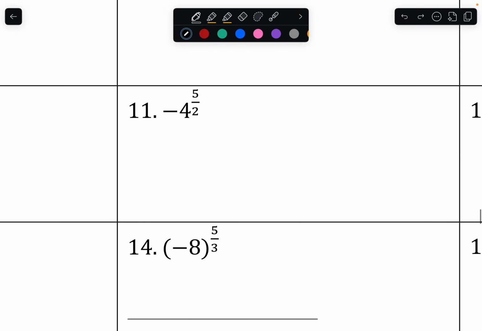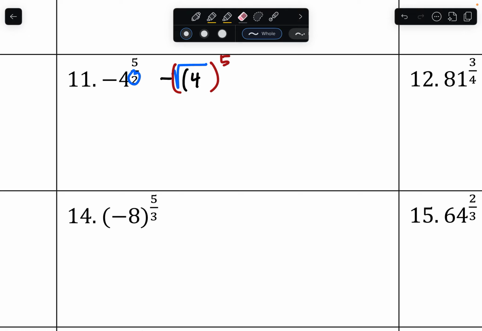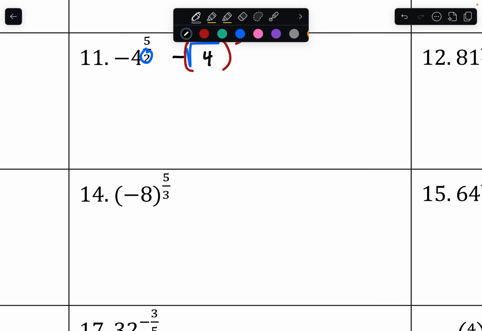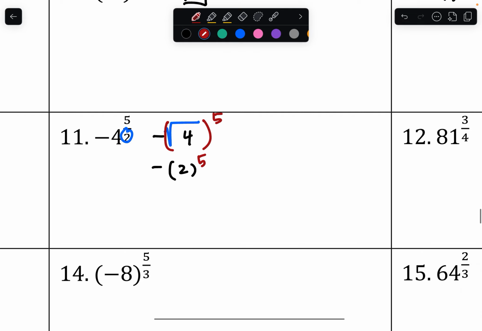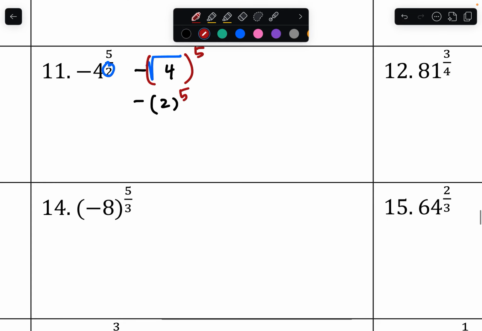Okay, here we have a negative, but that negative is outside the radical. There's no parentheses here, so don't make your own. So I'm going to leave that negative out, and then I see that I am dealing with a square root, and then we are going to raise it to the 5th power. My radical serves as my parentheses, and so square root of 4 is 2, and then we still need to raise it to the 5th power, and then 2 to the 5th power is 32, and then we still have that negative.